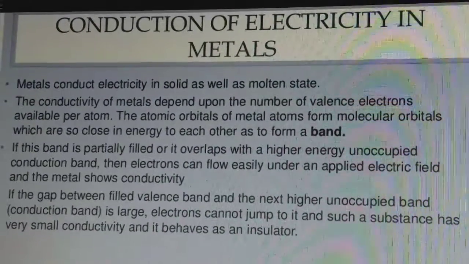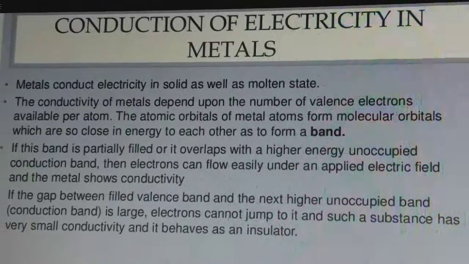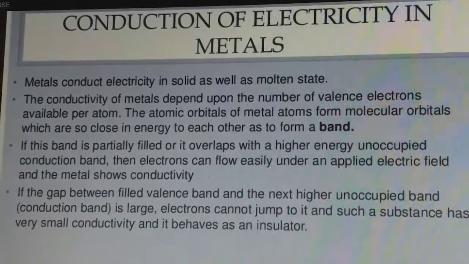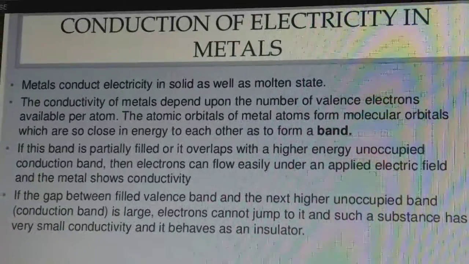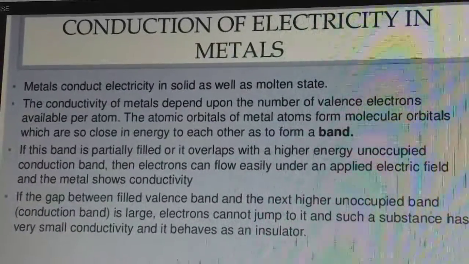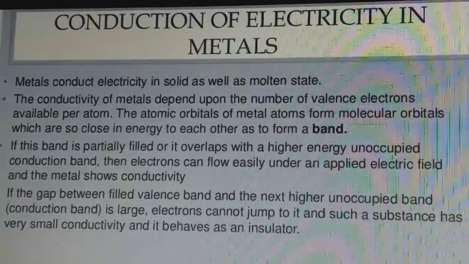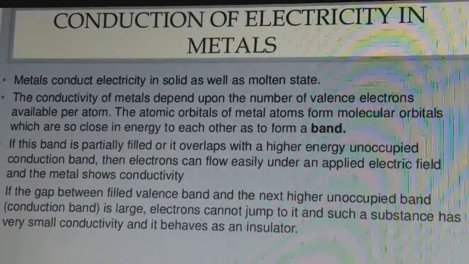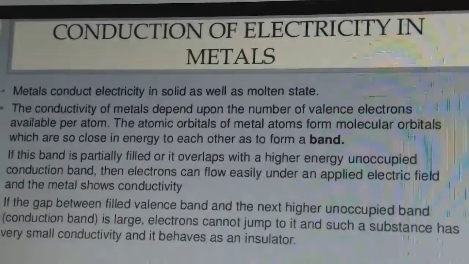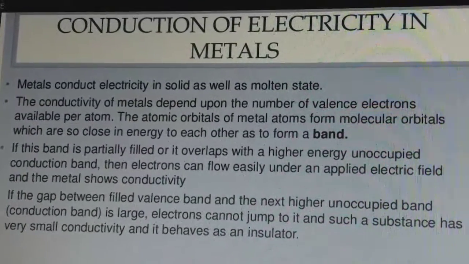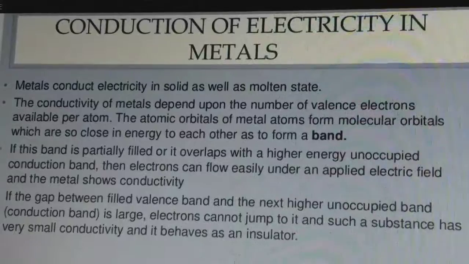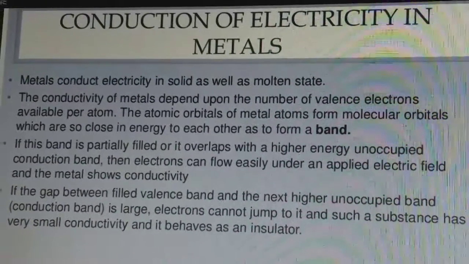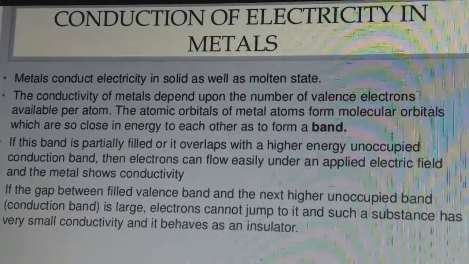Atomic orbitals of metal atoms overlap to form molecular orbitals which are so close in energy to each other that they form a band-like appearance. These molecular orbitals are arranged closely and look like a band. If this band is partially filled or it overlaps with a higher energy unoccupied conduction band, then the electrons can flow easily under an applied electric field and the metal shows conductivity.